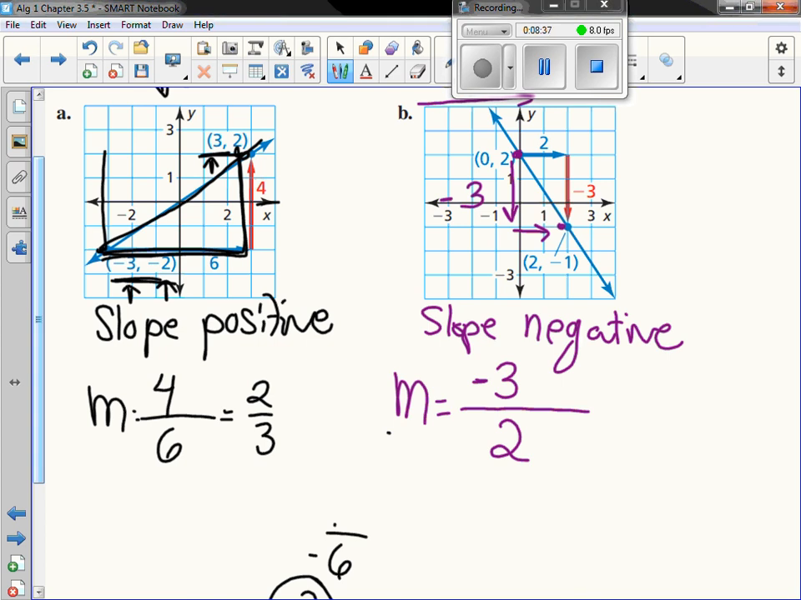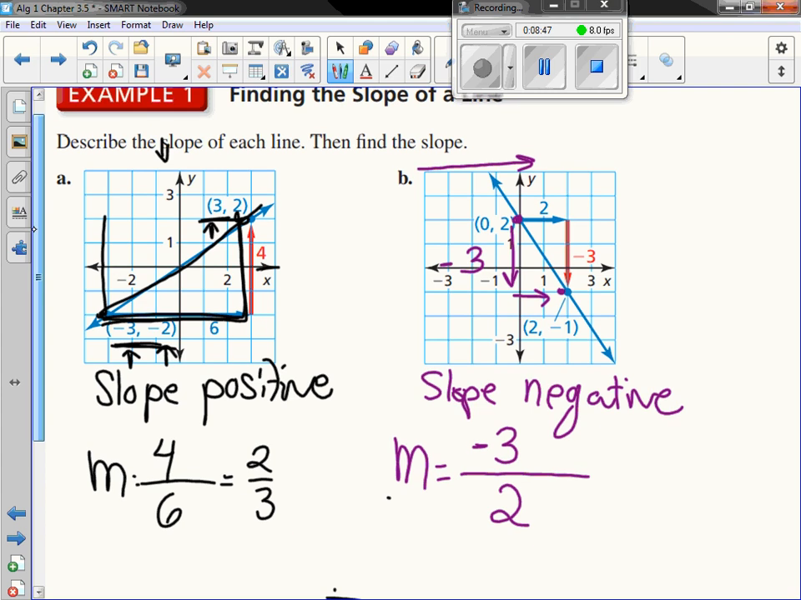Can I reduce -3 over 2? No. So that's it. That's actually the slope. It's -3/2. Any questions on any of this so far?